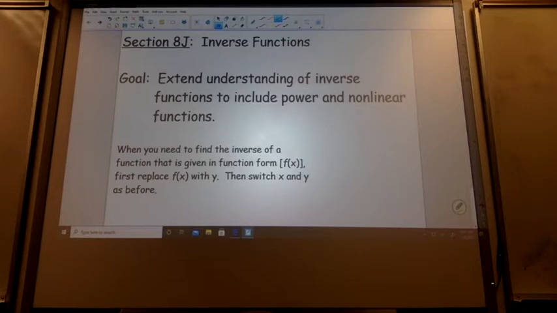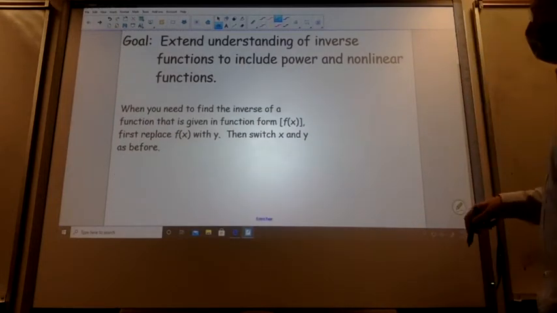Then switch x and y as before. Okay, I think I'm okay with this so far. Everyone's okay with f of x and y being the same thing? They're interchangeable? I know that there's some math class in the future where you can never interchange them, but this one we can. Good. All right.